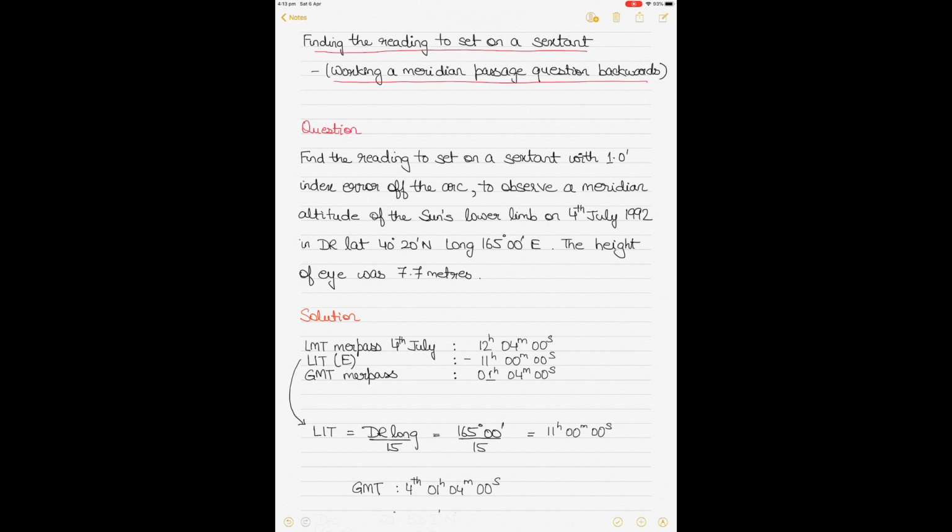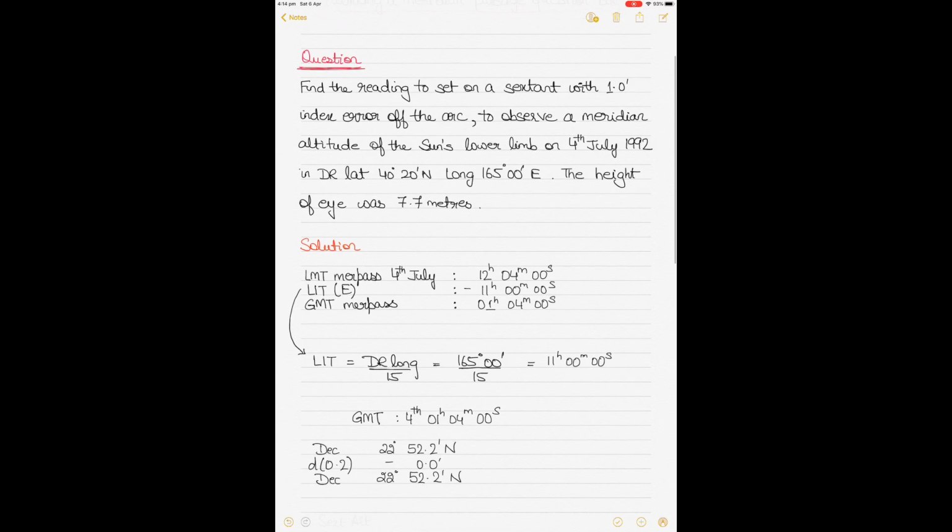So you don't have to look directly at the sun when it's at its peak and bring it all the way down from its position to the horizon. You can adjust your shades in such a way that you will see the reflected sun on the horizon somewhere, and then just adjust your sextant to get its altitude at the time of the meridian passage. So this is all about finding the reading to set on a sextant, working a meridian passage question backwards. Hopefully, if you have not understood what I said so far, the question itself will be clear when I work it out for you.